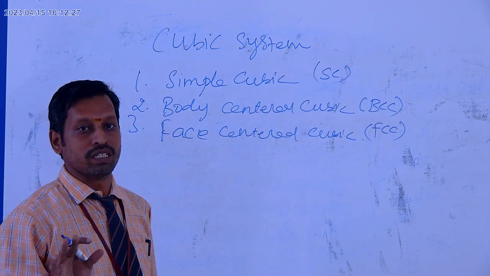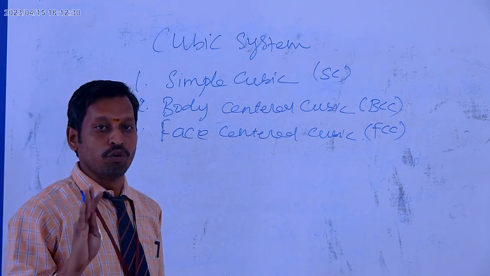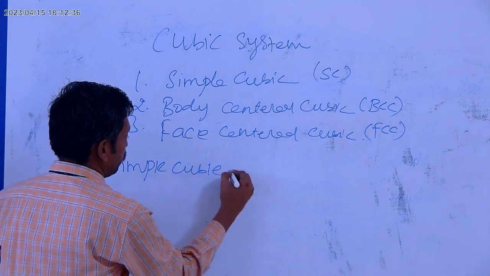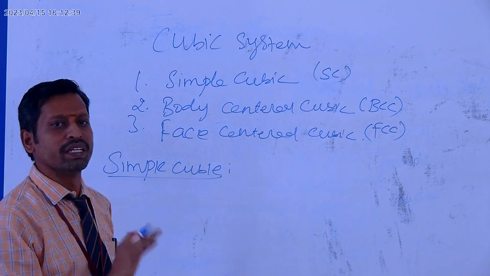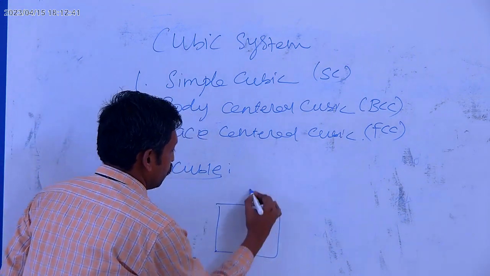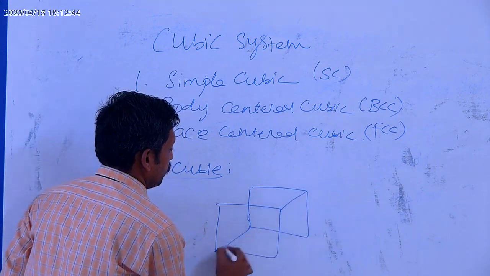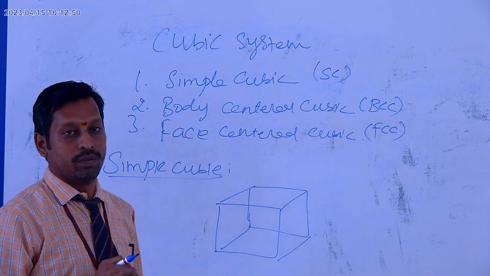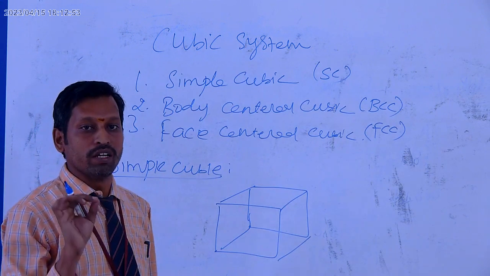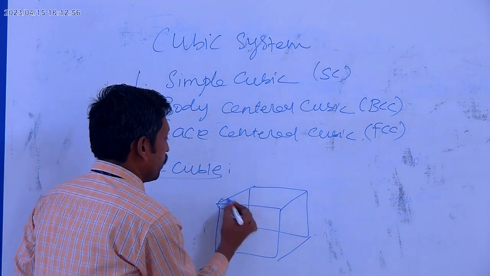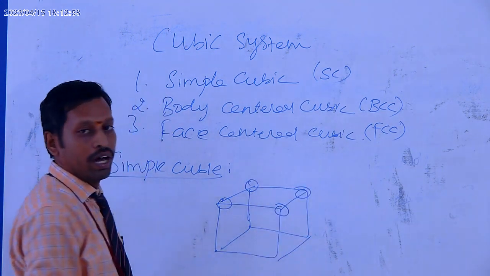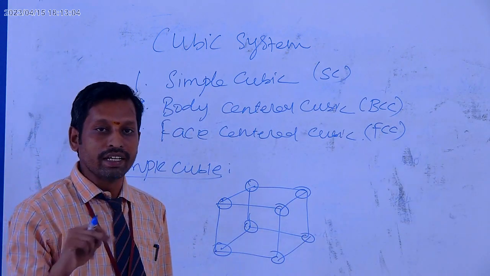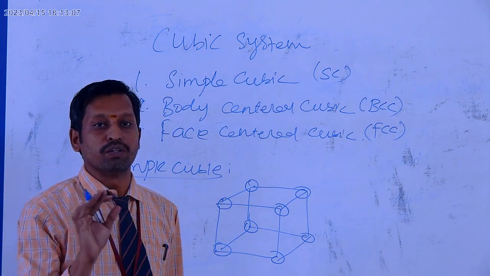In the simple cubic structure, we are going to see four parameters. So first, what is simple cubic? Simple cubic is a cubic structure. So this is the cubic structure. In that cubic, there are 8 corners available. At each corner, only one atom is present. So this is one corner. These are the 4 corners. So these are the another 4 corners. So totally 8 corner atoms are available in simple cubic structure.